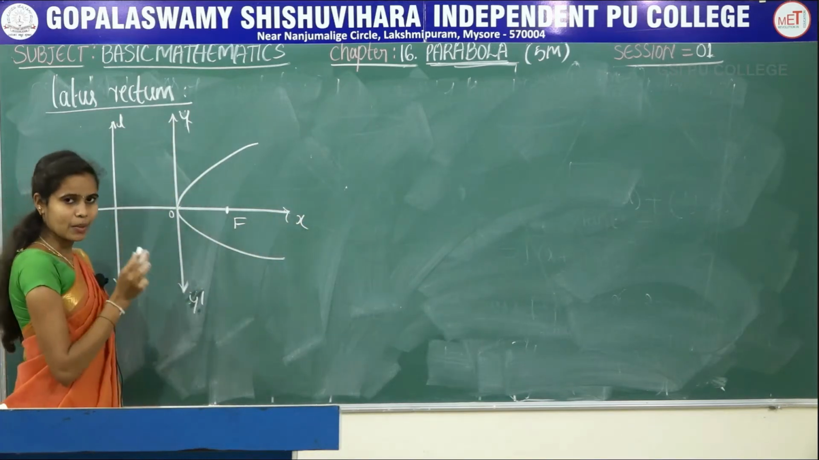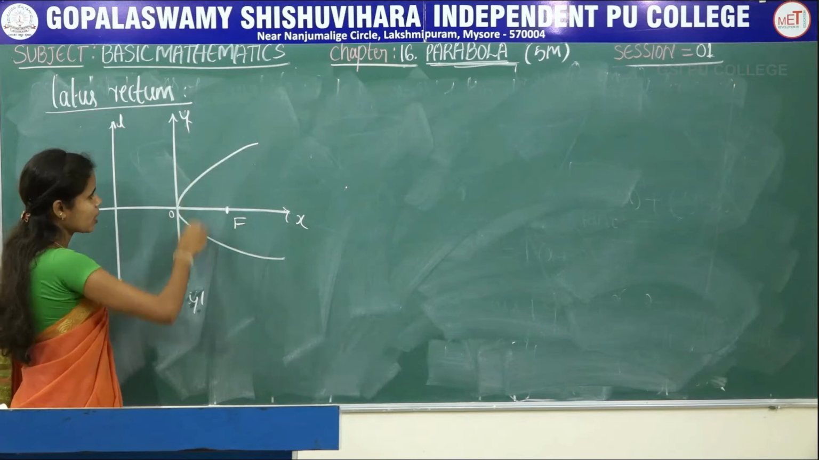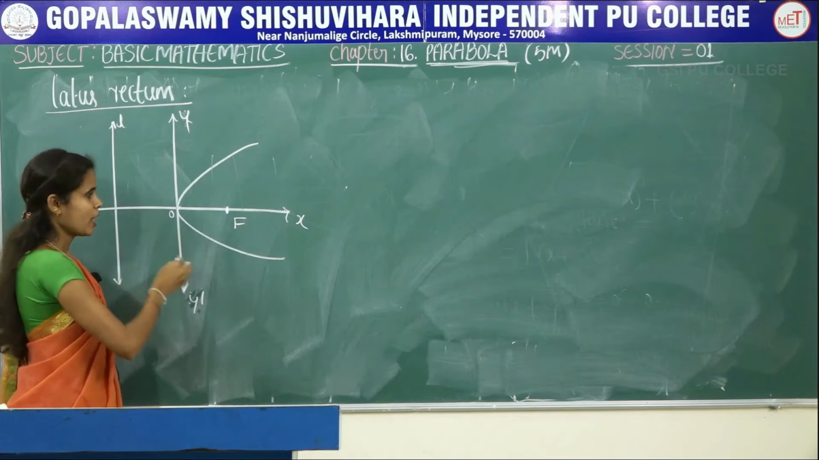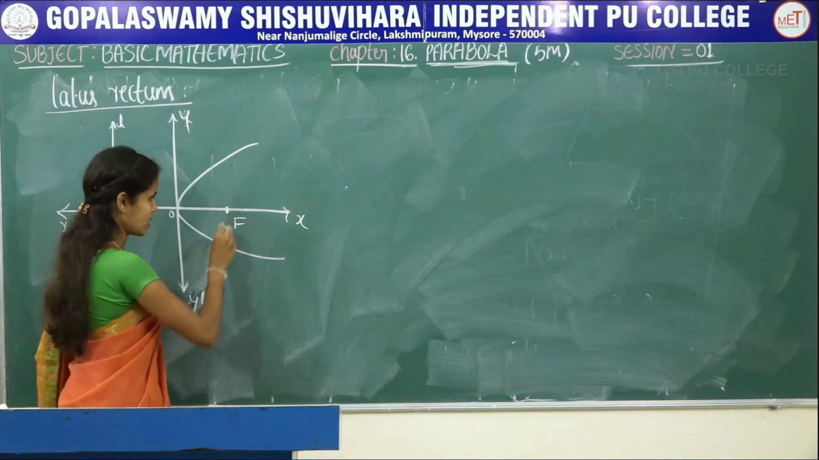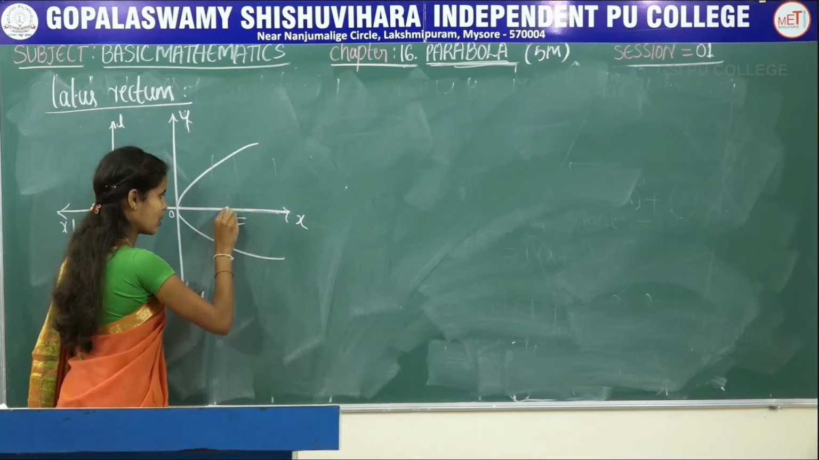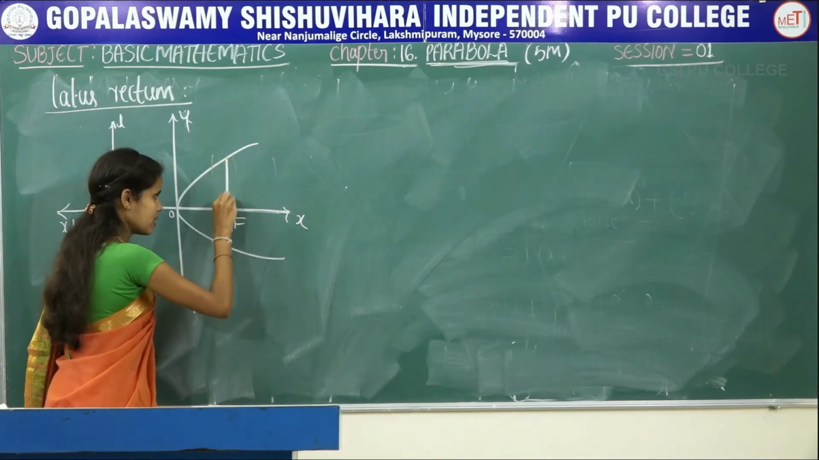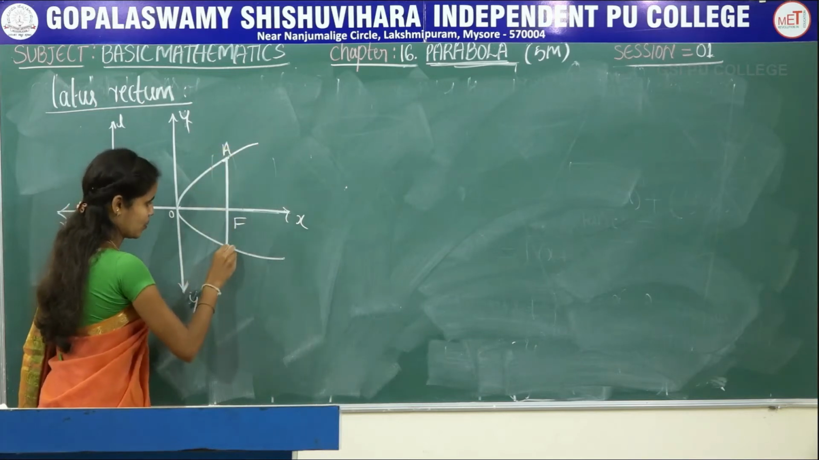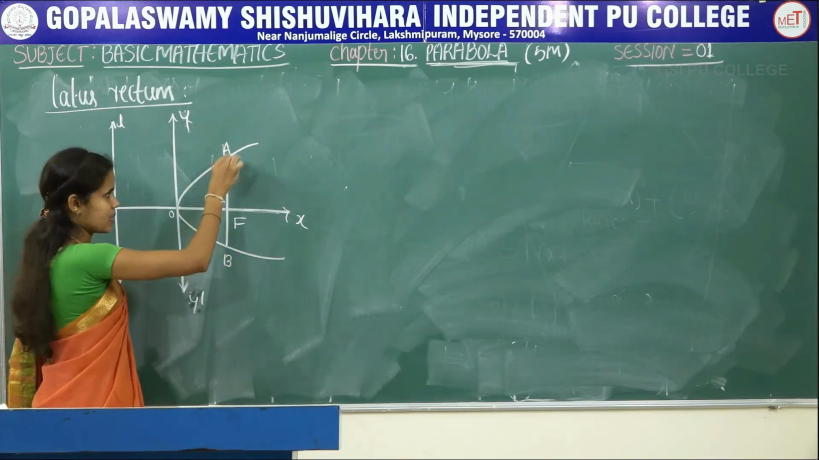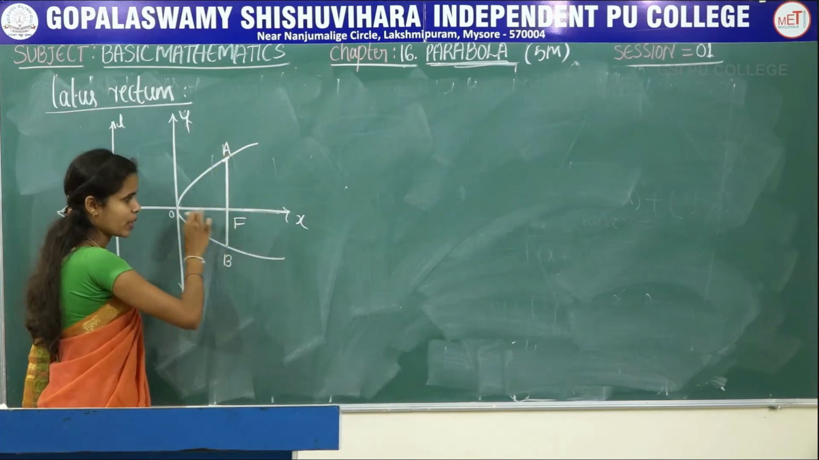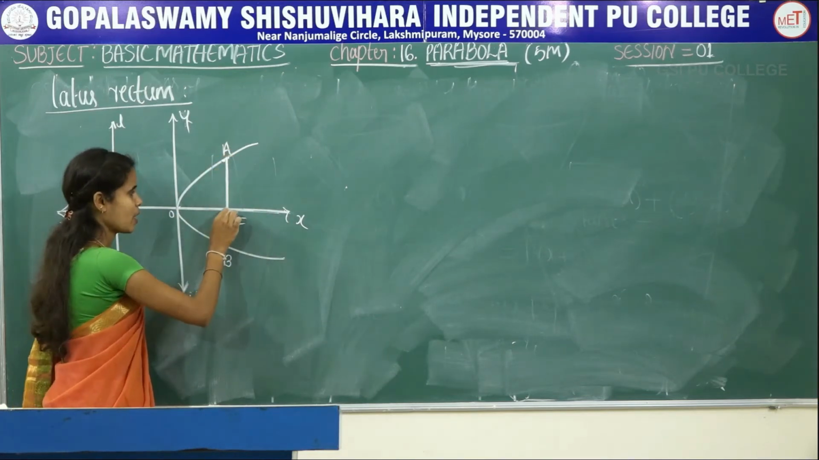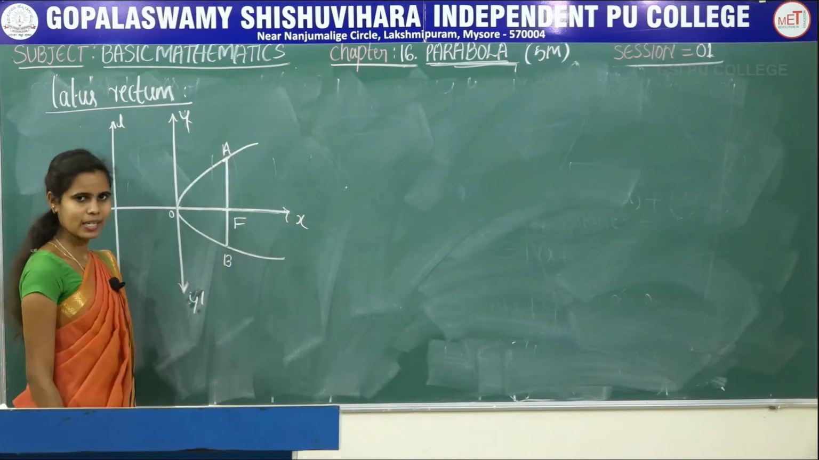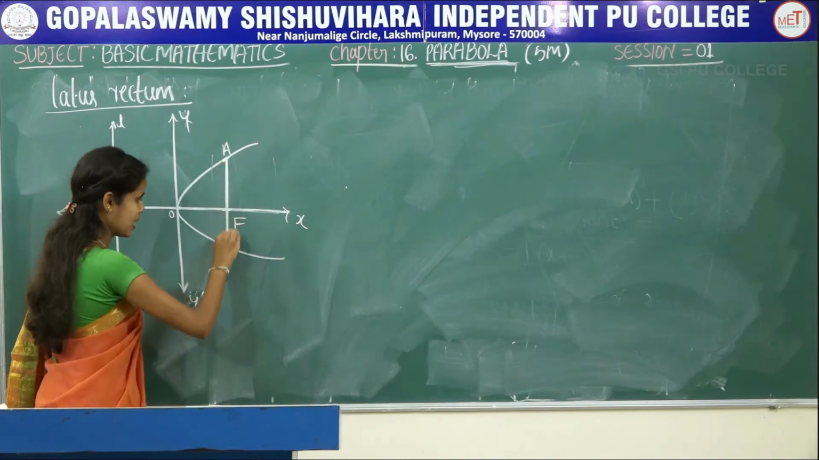So latus rectum is a line segment perpendicular to the axis of the parabola, passing through the focus, and whose endpoints lie on the parabola. So, this is called a latus rectum.